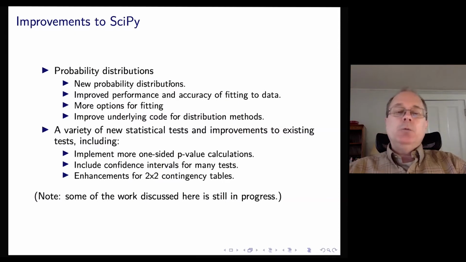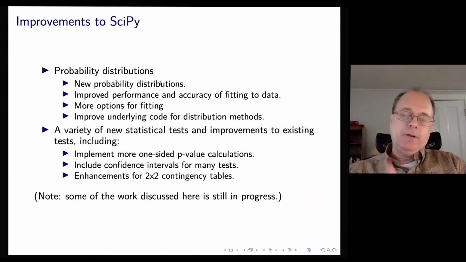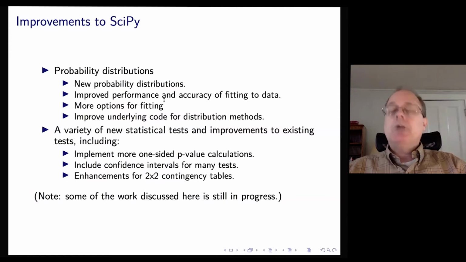We've been adding new probability distributions, also improving the performance and accuracy of fitting distributions to data, and providing more flexible options for fitting, and more ways to analyze the results of fitting a distribution to data. And also, one of the things we're working on is improving some of the underlying code that SciPy wraps, some of the underlying Fortran and C libraries, or providing better ways to have underlying libraries.